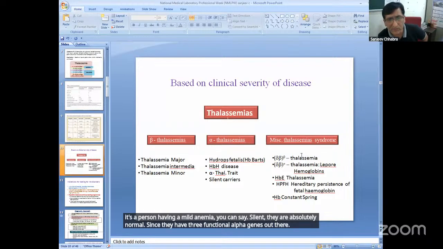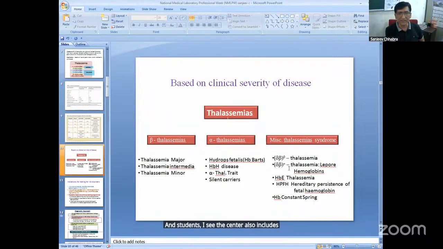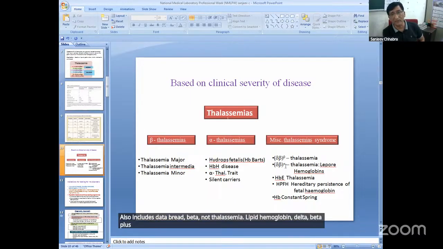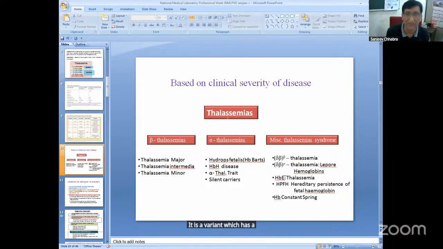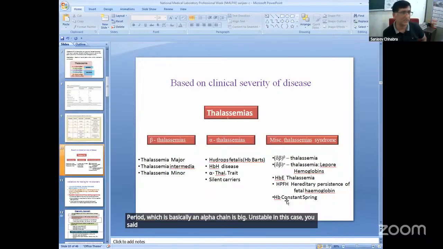Thalassemia syndromes include delta beta thalassemia, Lepore hemoglobin, delta beta plus, because it's a hybrid of delta beta. HbE thalassemia, why? Because it is a variant which has a picture of a thalassemia. Then there's HPFH, hereditary persistence of fetal hemoglobin, and Hb Constant Spring, an alpha variant, basically an unstable alpha chain. In this case, there is an elongation of the alpha chain.